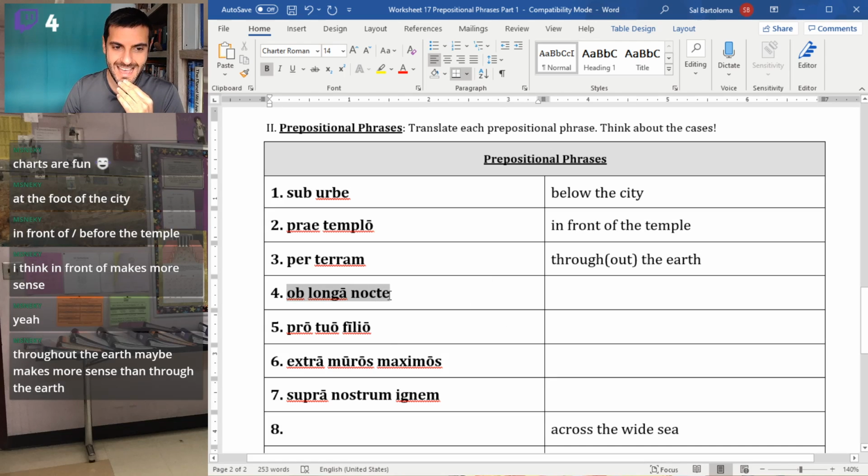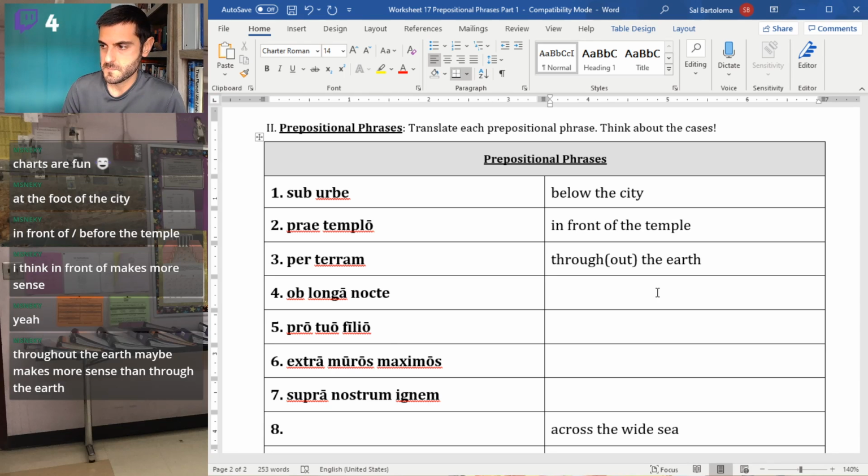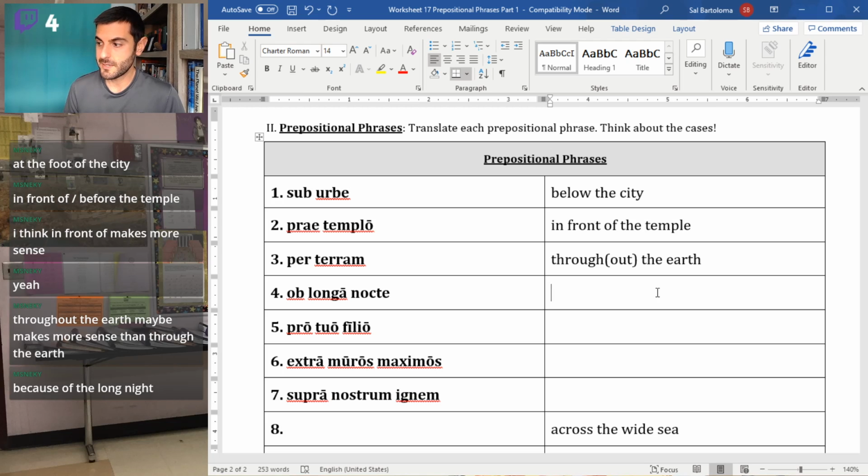Now we have an adjective to go with our noun, ob longa nocte, or ob nocte longa. Could kind of go either way. What is ob? Because of. Because of the long night. Because of the long night, I wasn't able to get much time outside.